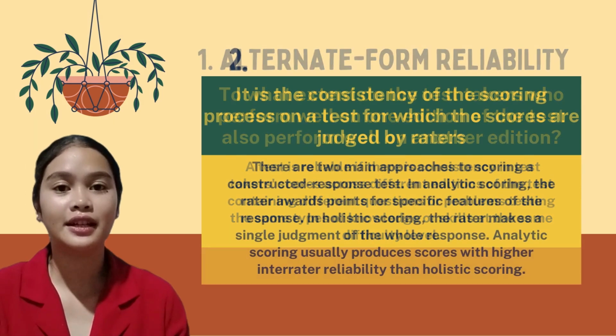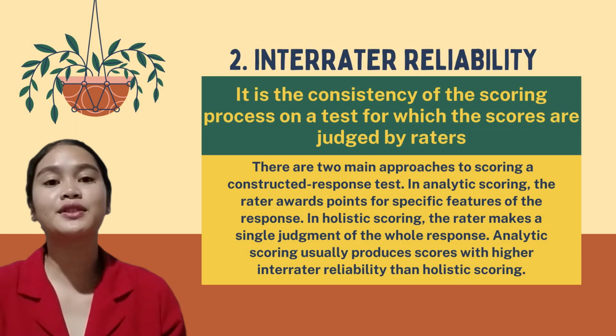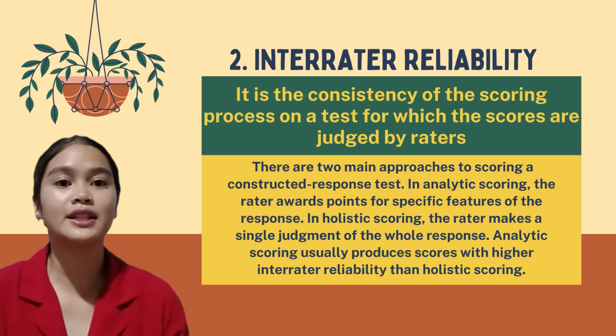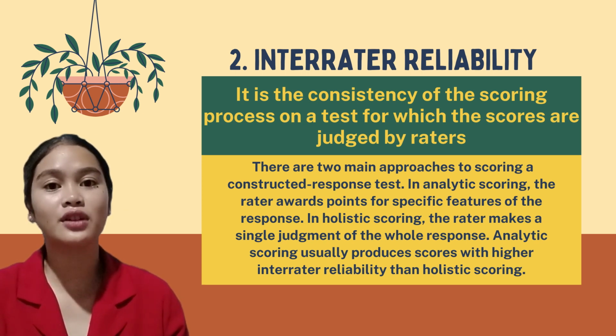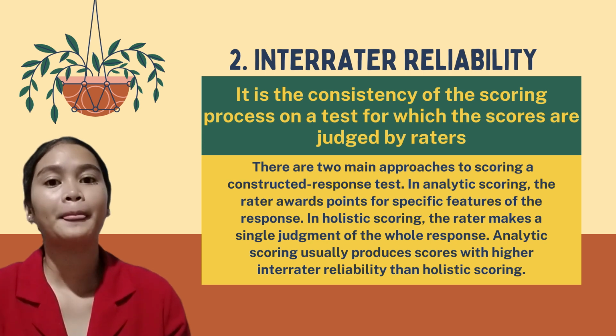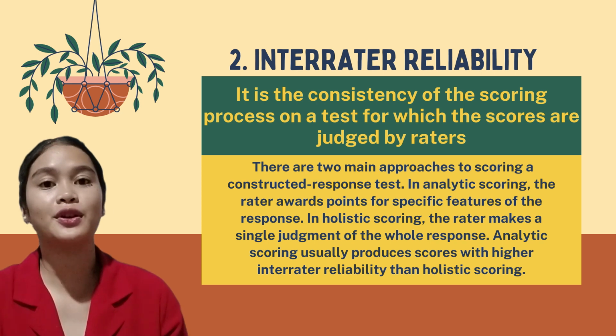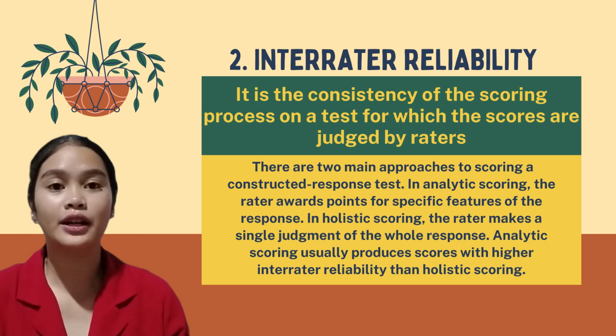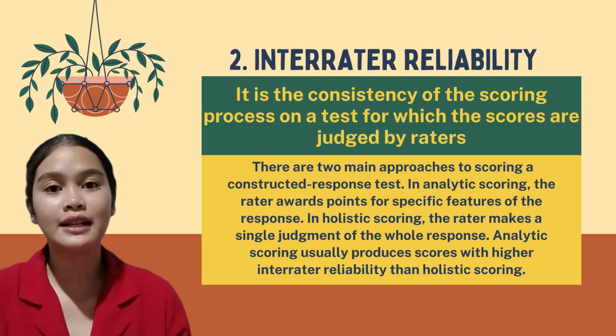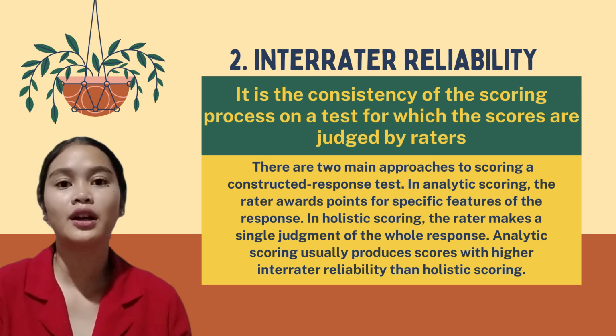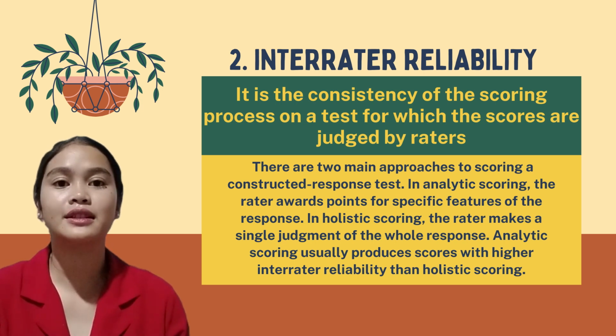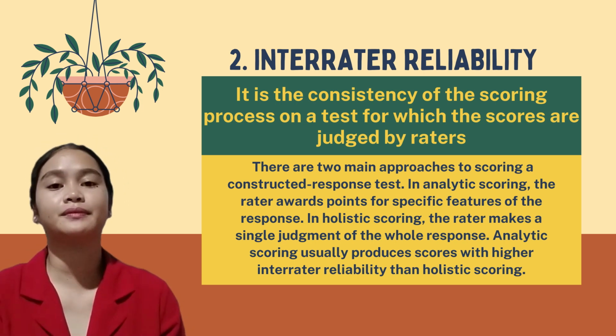Next is inter-rater reliability. It is the consistency of the scoring process on a test for which the scores are judged by raters. There are two main approaches to scoring a constructed response test. In analytic scoring, the rater awards points for specific features of the response. In holistic scoring, the rater makes a single judgment of the whole response. Analytic scoring usually produces a score with higher inter-rater reliability than holistic scoring.